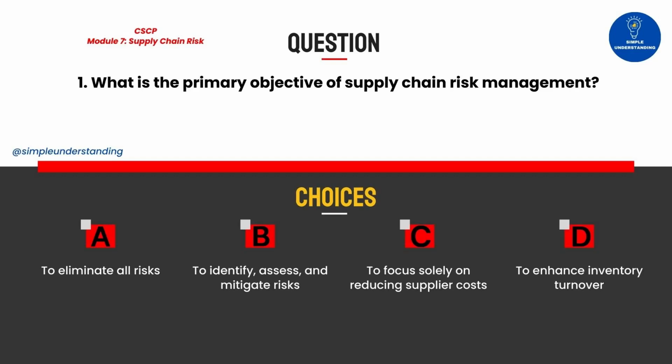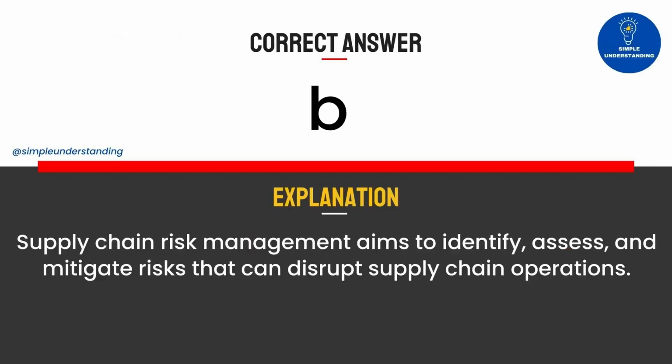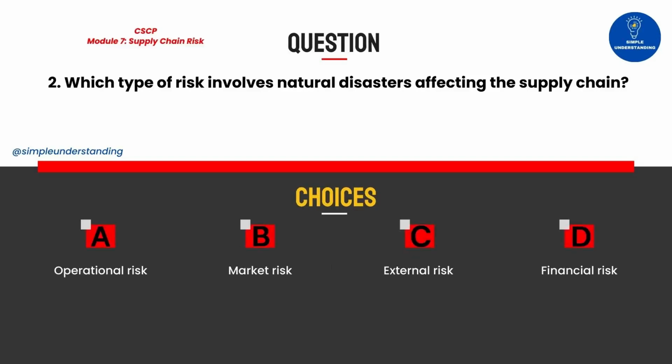1. What is the primary objective of supply chain risk management? A. To eliminate all risks. B. To identify, assess, and mitigate risks. C. To focus solely on reducing supplier costs. D. To enhance inventory turnover. Correct answer B. Explanation. Supply chain risk management aims to identify, assess, and mitigate risks that can disrupt supply chain operations.